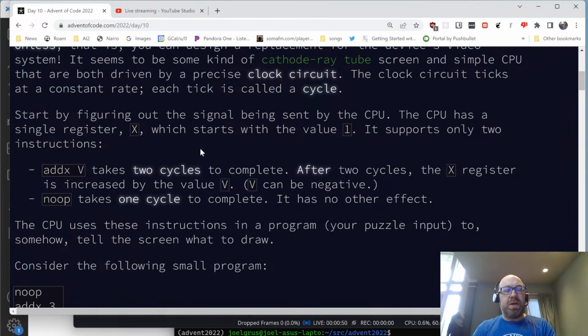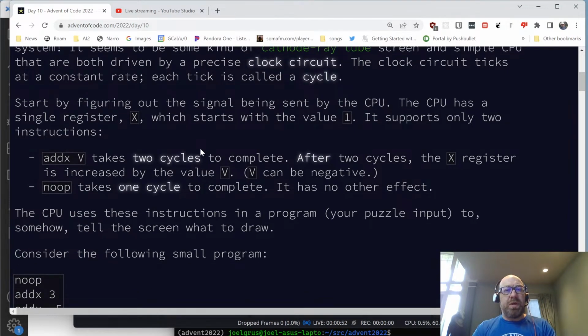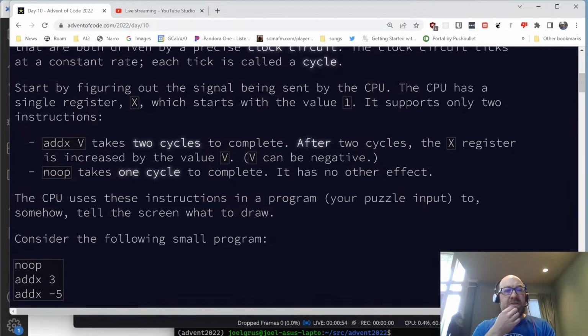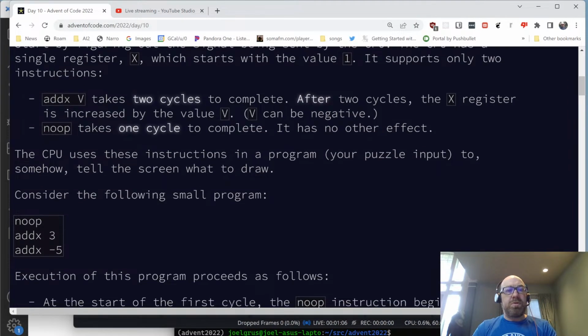The CPU has a single register X, which starts with the value 1. It supports only 2 instructions. Add X V takes 2 cycles to complete. After 2 cycles, the X register is increased by the value V. V can be negative. Noop takes 1 cycle to complete. It has no other effect. The CPU uses these instructions in a program to somehow tell the screen what to draw.